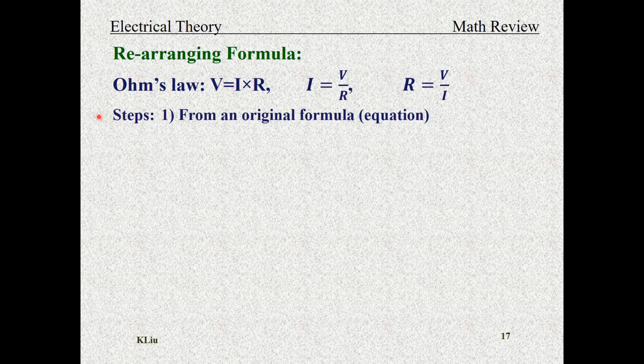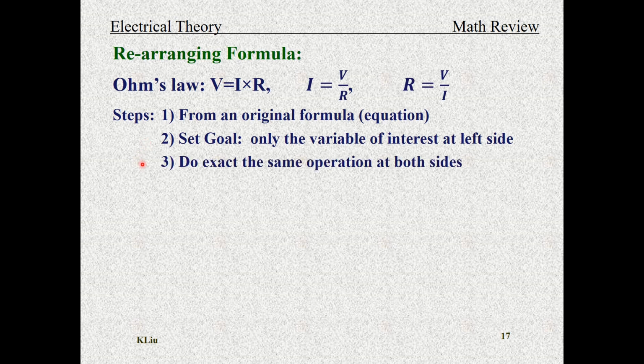The steps we should follow. 1. Start with the correct original formula or equation. 2. Understand the goal. Find out which variable we want to get a new formula to calculate now. Then our final goal is to have this variable of interest left at the left side of the equation, nothing else.